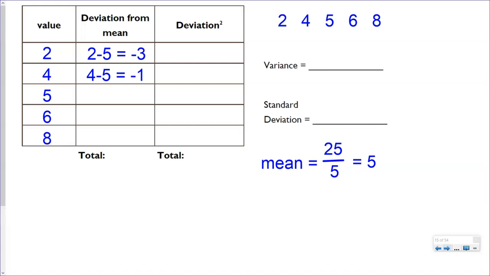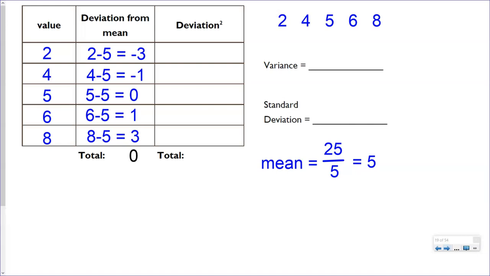For 4, the deviation is -1. 4 is 1 below the mean of 5. For 5, the deviation from the mean is 0, meaning it is the mean. 6 is 1 above the mean, and 8 is 3 above the mean. Once you've got the deviations, go ahead and add them up. You'll always get a 0 if you've done everything right so far.